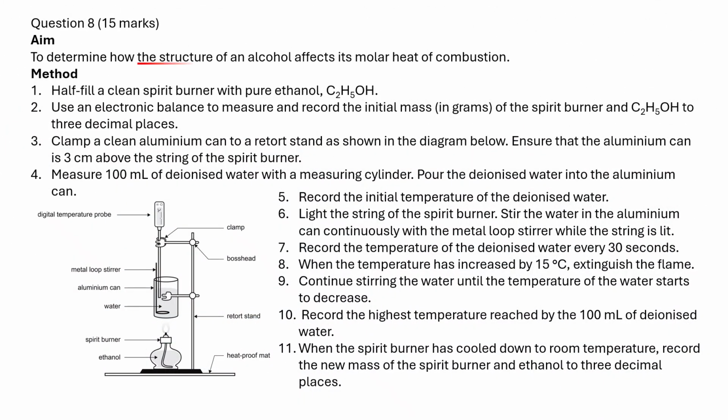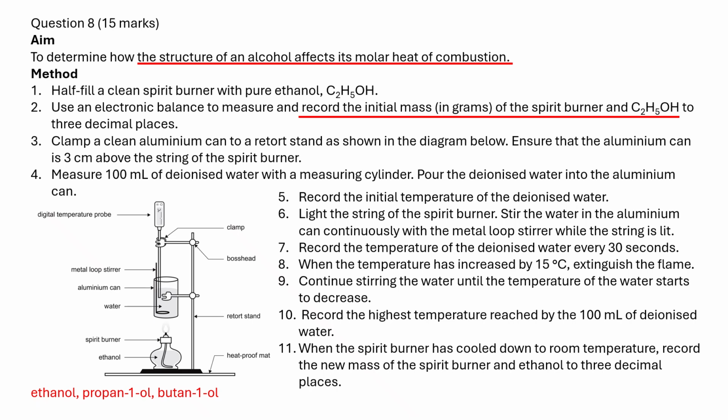We investigated the relationship between an alcohol's structure and its molar heat of combustion using ethanol, propan-1-ol, and butan-1-ol. For each alcohol, we recorded the initial mass of the spirit burner containing the alcohol and the initial temperature of 100 milliliters of deionized water.